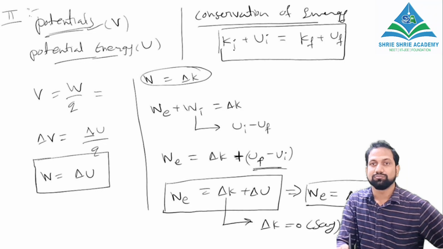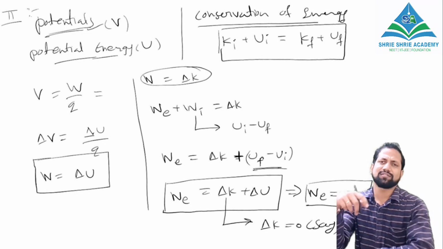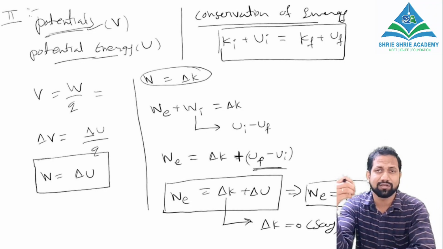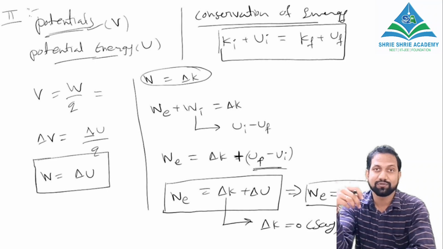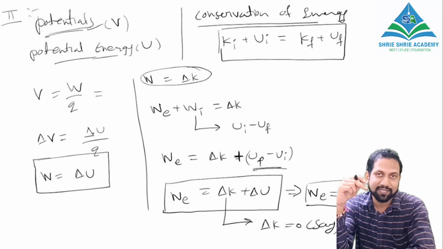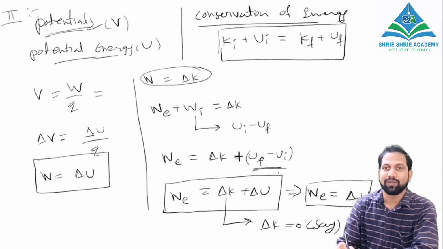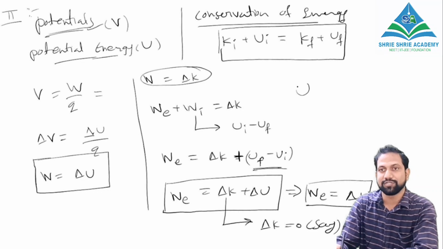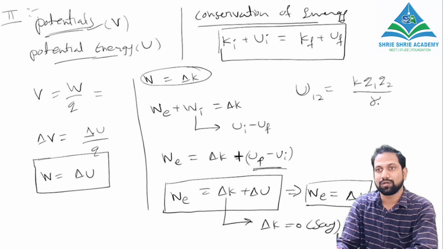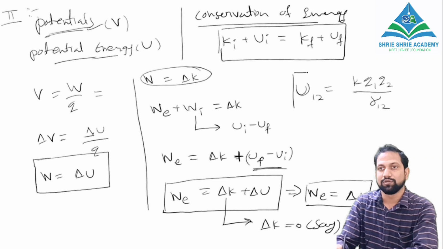And you know, kinetic energy in mechanics is always a simple formula, half m v squared, where v is the speed. But potential energy in case of electrostatics is K Q1 Q2 by R. The potential energy U12 equals K Q1 Q2 by R12. This is the general formula. You should use this.